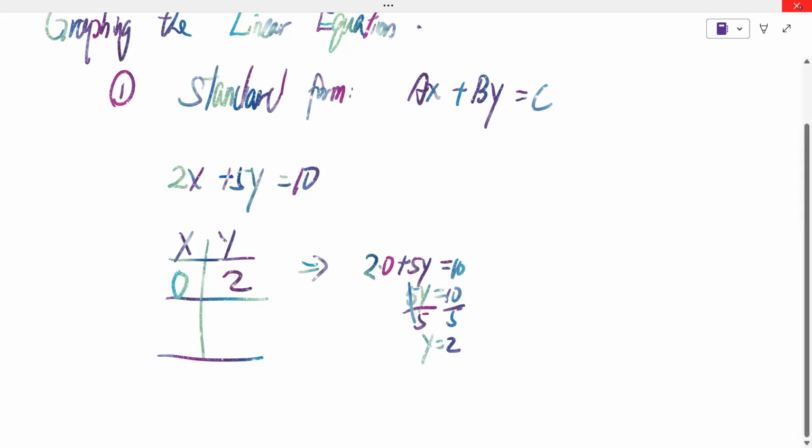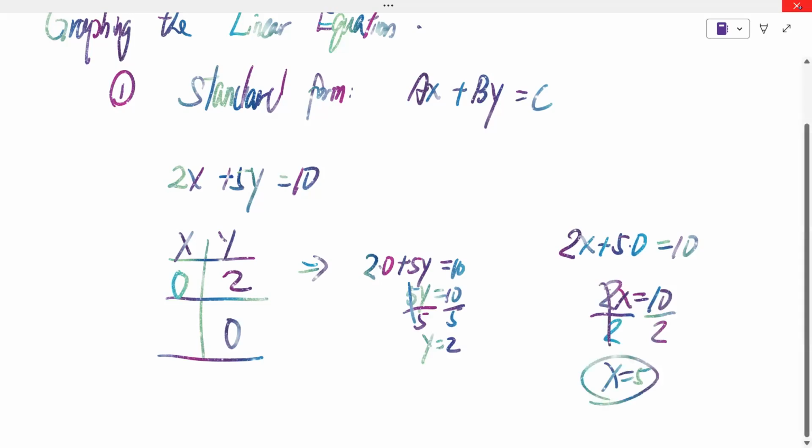And then secondly, we set y equals 0, and get an x value. So 2x plus 5 times 0 equals 10, and 2x equals 10. Divide both sides of the equation by 2. x equals 5. So basically we have those two x, y intercepts that we can graph, right?